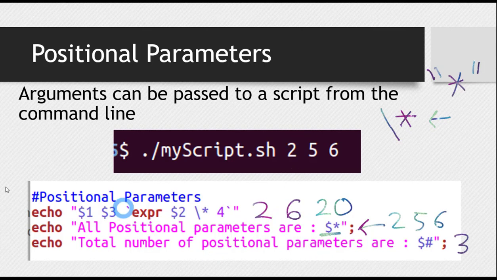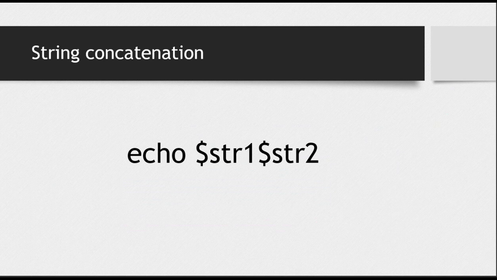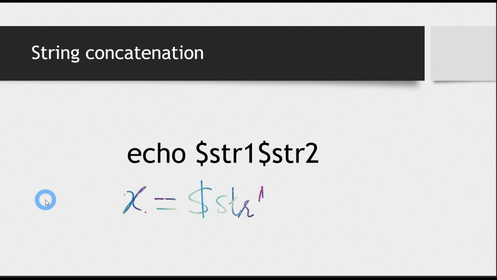Now let's see how to concatenate 2 different strings. To concatenate 2 strings in shell scripting, you just have to place the 2 string variables together like this, and they will be concatenated. You can also store them in a variable. For example, x is the variable, x equals $str1$str2, where str1 is the name of my first string variable. If you want to put a space in between both these strings while concatenating them, you can put that here.